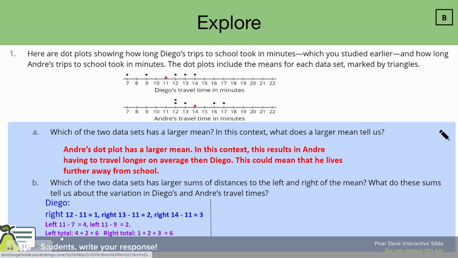So we can see that the left total is 4 plus 2, which is 6. And the right total is 1 plus 2 plus 3, which is also 6. So we can see that the left and right side are equal because we are using the number 11 and tracking its distance from all the data that we have here. So the left and right should be equal because that is what the mean represents in your data set. It represents the center or the balancing point of your data.